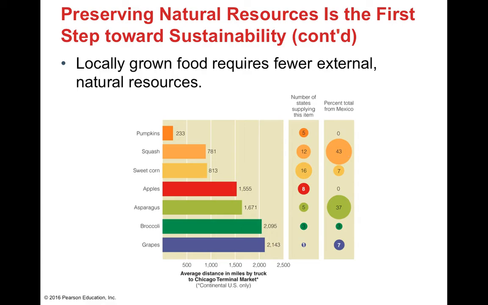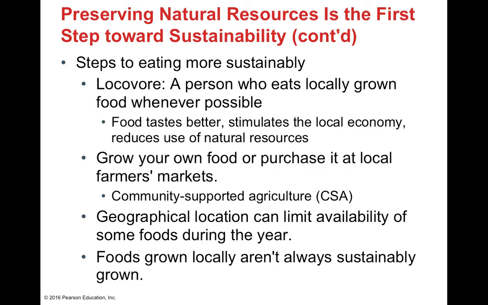So a lot of our produce actually comes not only from far away within the United States, but from far away from outside of the United States. So one of the first things you can do to help reduce your carbon footprint and make more sustainability within your environment is to get your food from locally grown food sources. That would become what's called a locavore. So becoming a locavore would be someone who eats locally grown food whenever possible.